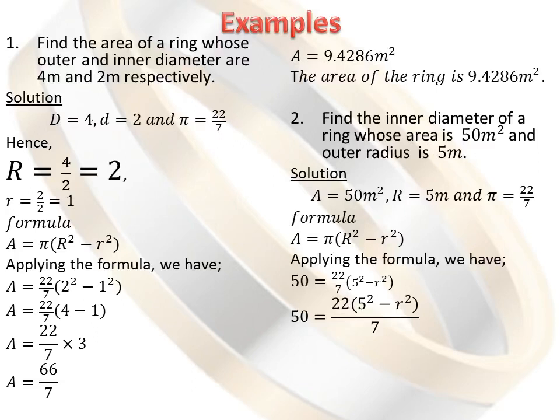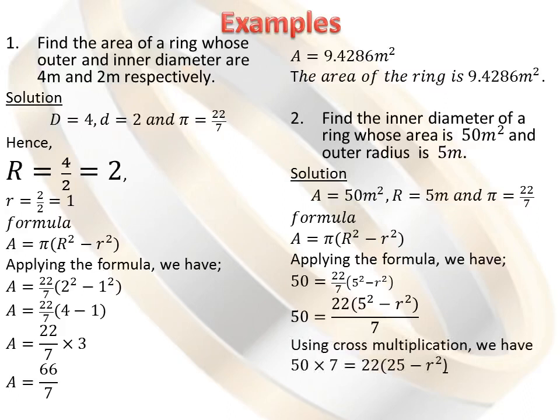Using cross multiplication, we have 50 times 7 is equal to 22 into bracket 25 minus smaller r square, and 50 times 7 will give us 350. 22 times 25 will give us 550, minus 22 times minus r square, that will give us minus 22 r square. So we take 550 to the other side, that is, we take it over the equal sign.